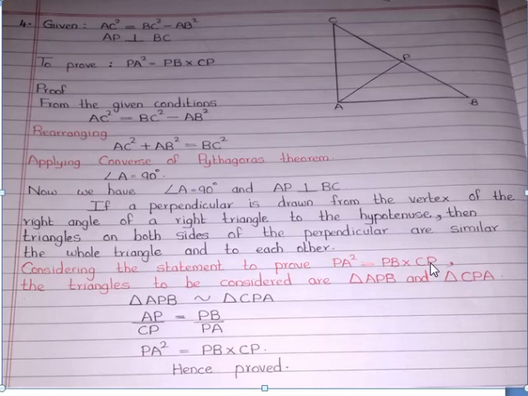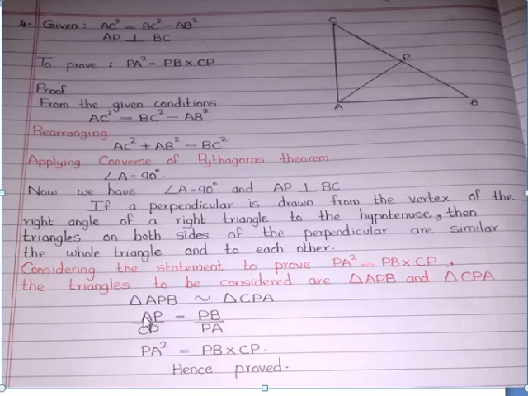You are considering the triangles according to the statement that you have to prove. Let us see which is the statement you have to prove. PA square. So this is needed. PB. This is needed. And CP. So which are the two triangles in which all the three terms are coming? If you need PA, you can either consider PAC and PAB. But here which you have PB and PC here. So the triangles which you have to consider is APC and APB.